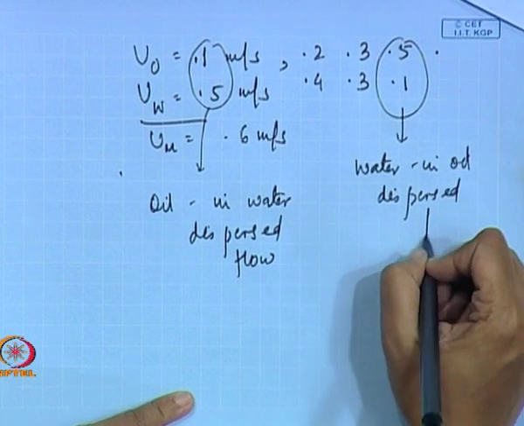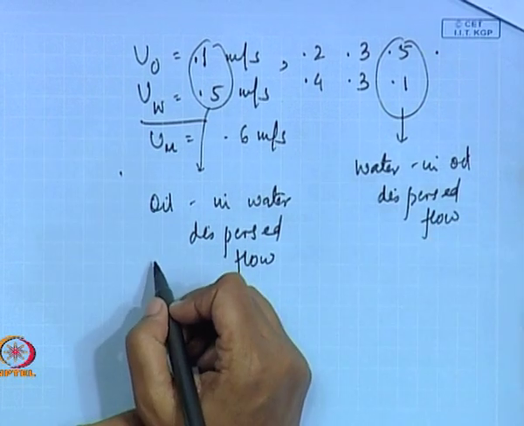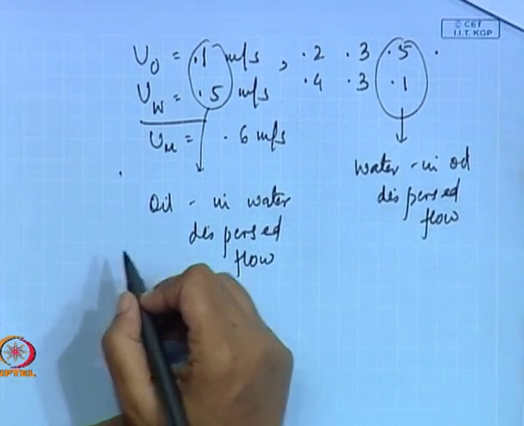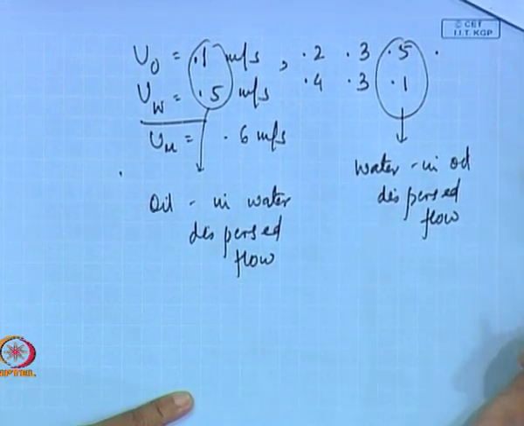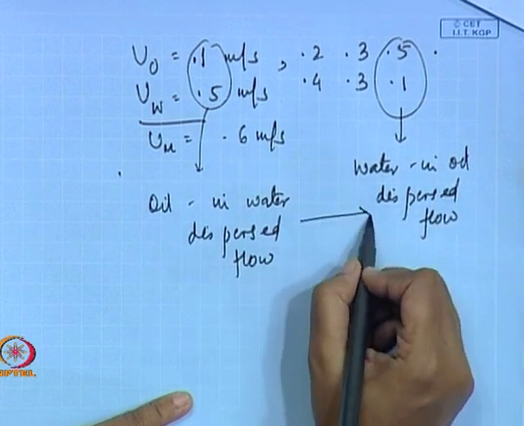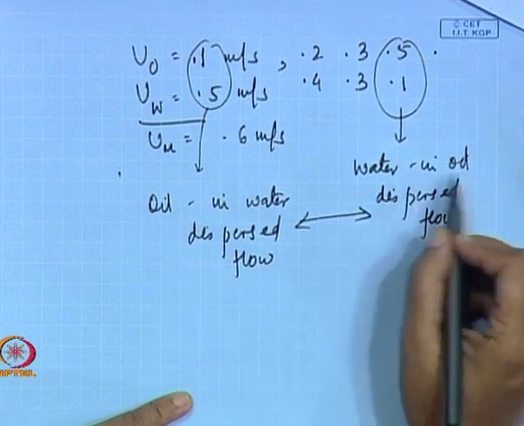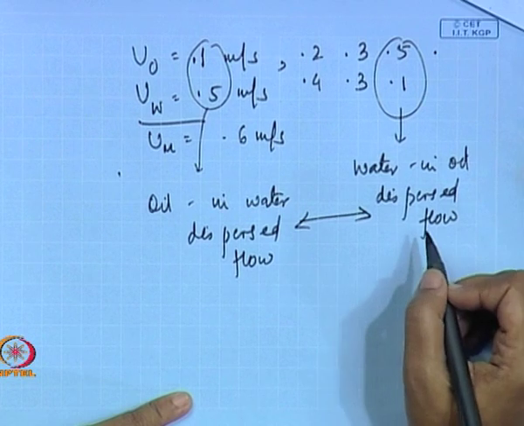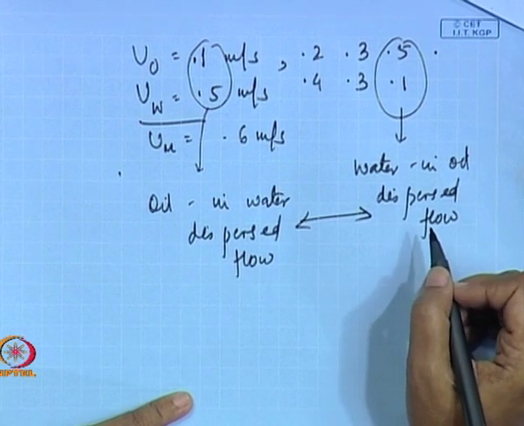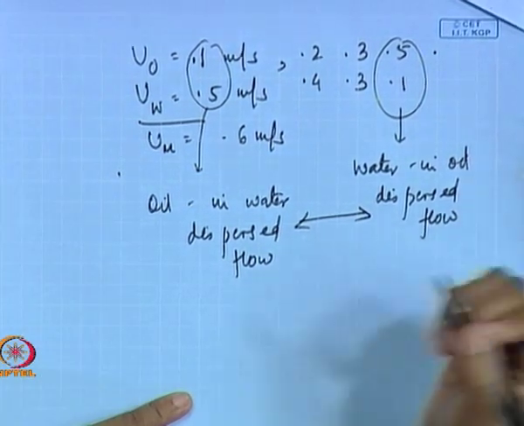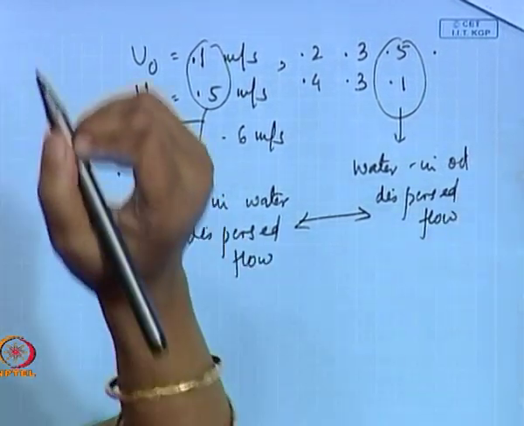Very frequently we call one of them dispersed, the other inverted dispersed. Some researchers prefer to call it oil in water, water in oil. So different nomenclatures are in use, and the transition from oil in water dispersed flow to water in oil dispersed flow is very, very important, because the total hydrodynamics changes. The total interfacial surface area changes if water is dispersed in oil or if oil is dispersed in water.